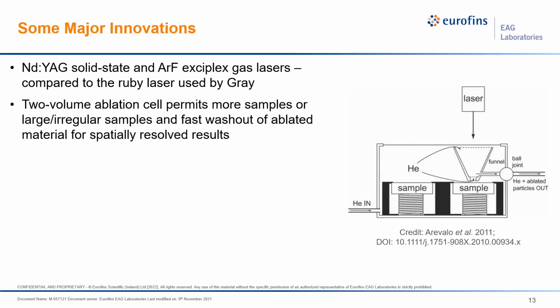A second major development is the two-volume laser ablation cell. In order to be able to have larger cells that can hold more or larger samples without causing problematic delays between ablation and washout of ablated material, a conical cup or funnel moves within the cell to over the target location and siphons off the ablated particles. This not only reduces memory effects between samples, but is what makes laser ablation mapping possible.